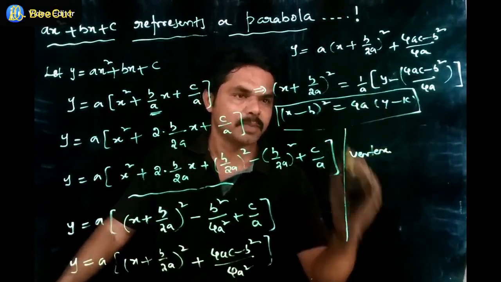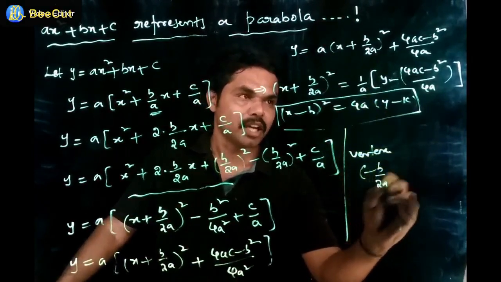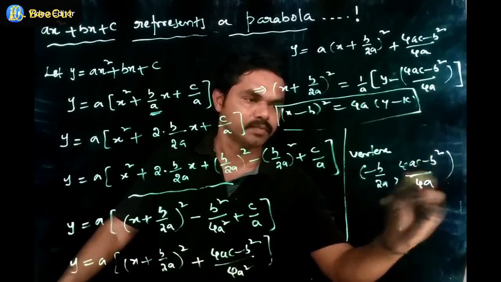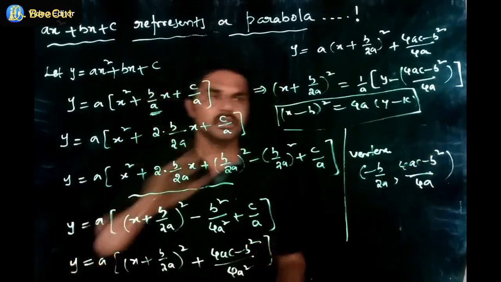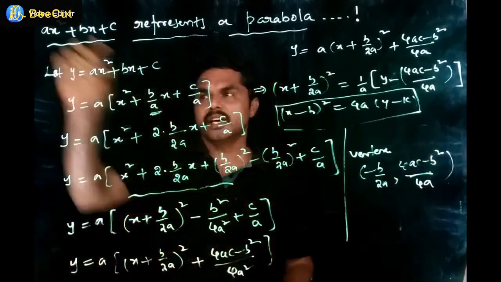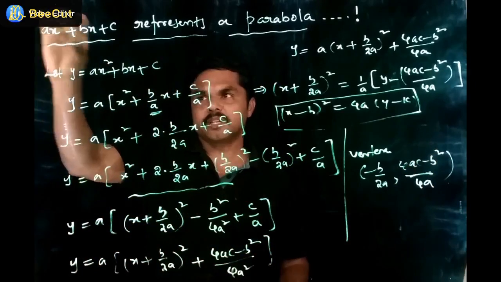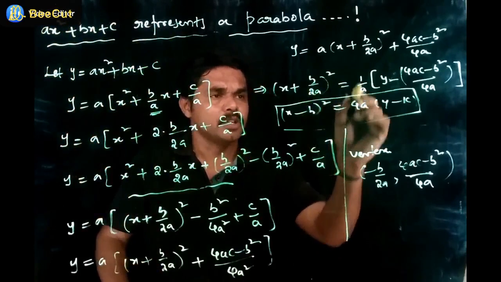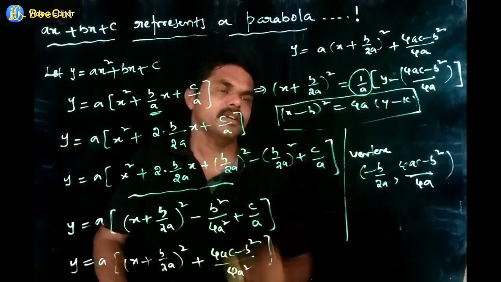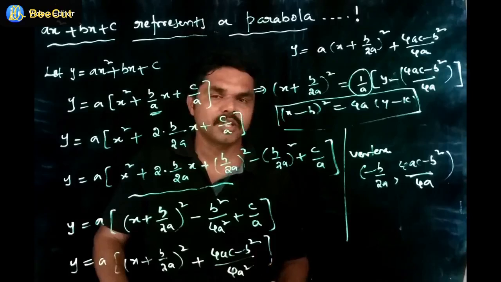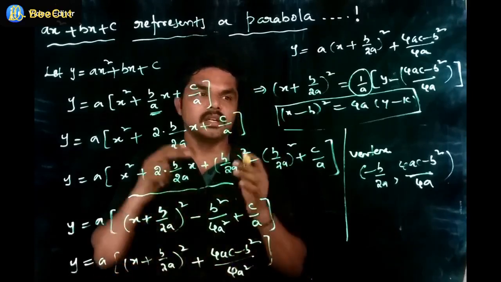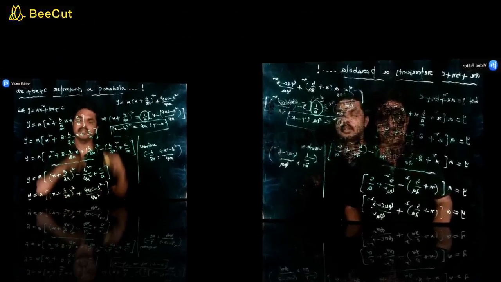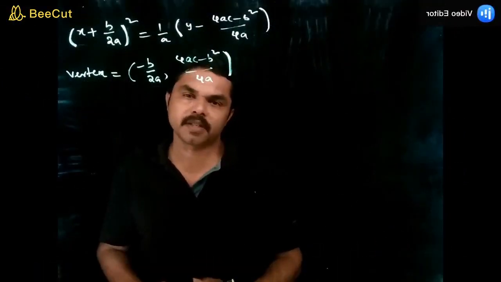What is the vertex of this parabola? Minus b by 2a comma 4ac minus b square by 4a. Right? So for that we can say every quadratic expression ax square plus bx plus c represents a parabola. This parabola's shape will be decided by 1 by a. If a is positive, this parabola opens upward. If a is negative, this parabola opens downward. So every quadratic represents a parabola.